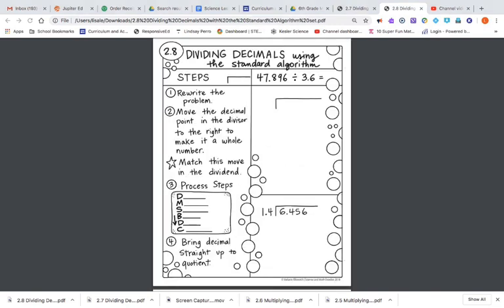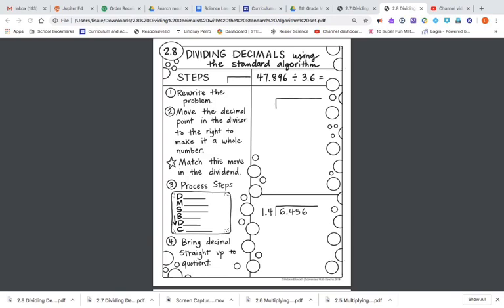All right, so here's our second page of the notes. This time we're just going to use the algorithm, and when we're dividing by decimals, the main thing you have to remember is that I cannot divide with a decimal. I mean, I can when we did the models, but when we're doing it with the algorithm, I cannot have a decimal in my divisor. So we're going to talk a little bit about that.